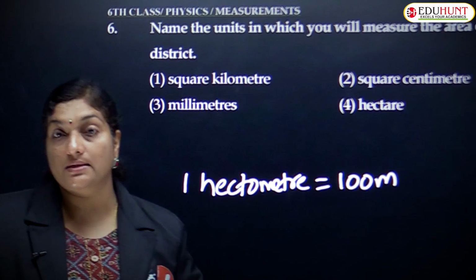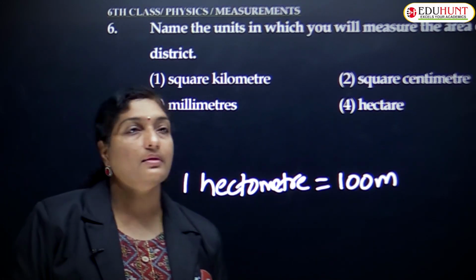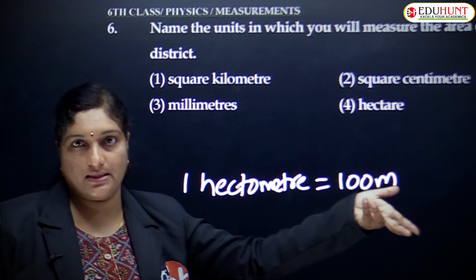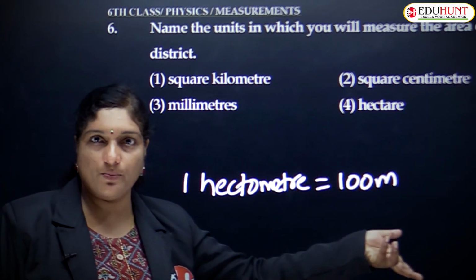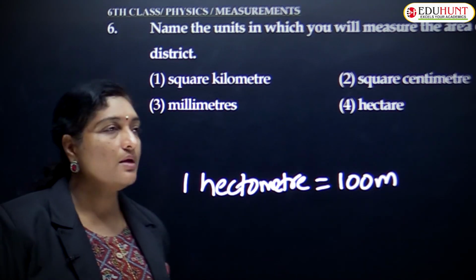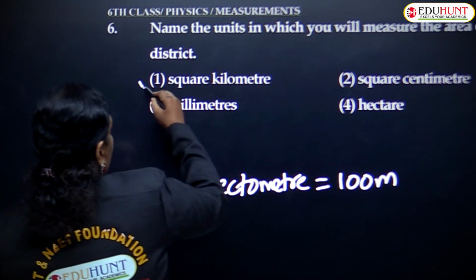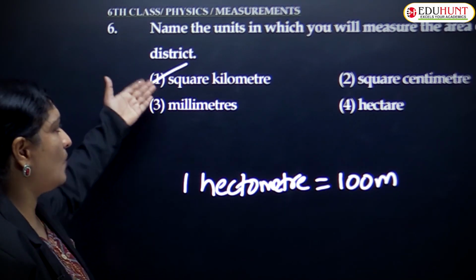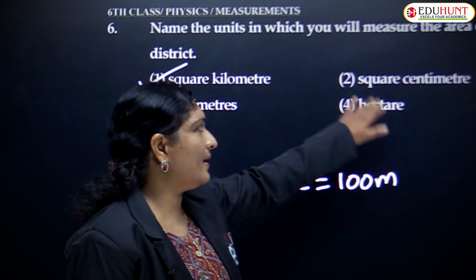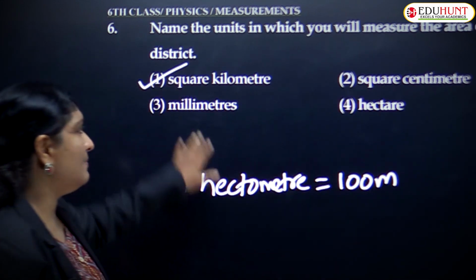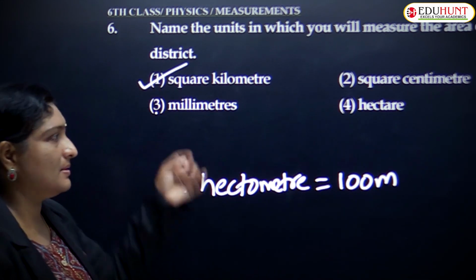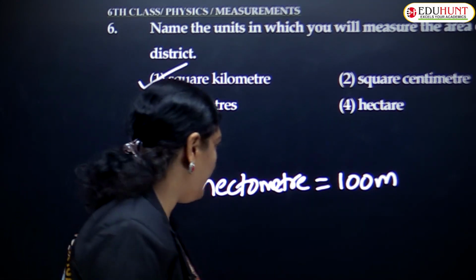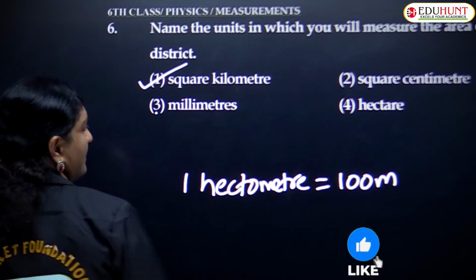But if you would like to measure the area of bigger cities and all, then you will measure it in bigger values, that is kilometers. I already introduced kilometers, bigger than a hectare. So for a district, you will be using larger values, that is square kilometers. Square centimeters would be smaller, hectare is not sufficient, whereas millimeters is very small. These two are sub-multiples. You can't use sub-multiples to measure vast areas. So, your answer would be square kilometers.